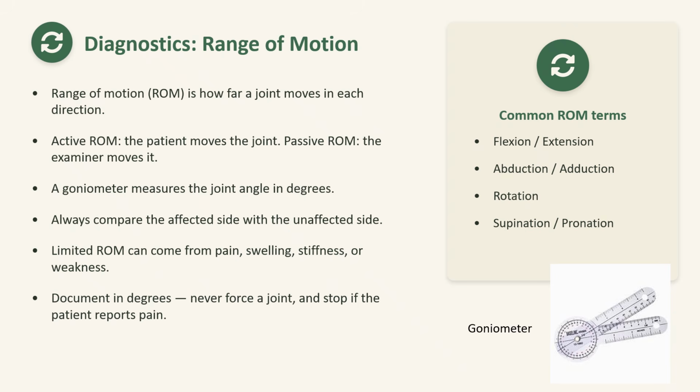Limited motion has several possible causes: pain, swelling, stiffness, or true weakness, and distinguishing them is the provider's job, informed by your careful measurement. The terms on the right are the vocabulary you'll write in the chart: flexion and extension, bending and straightening; abduction and adduction, moving away from and towards the body's midline; rotation; and supination and pronation, turning the palm up and down. And the rule bears repeating: never force a joint and stop if it hurts.